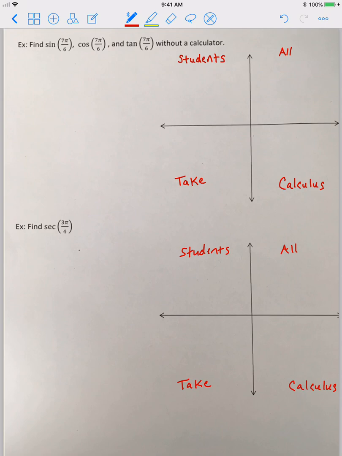For our next example, we want to find the sine of 7 pi over 6, the cosine of 7 pi over 6, and the tangent of 7 pi over 6. So if we follow the steps that we talked about, the first step is to figure out what quadrant 7 pi over 6 lands in.